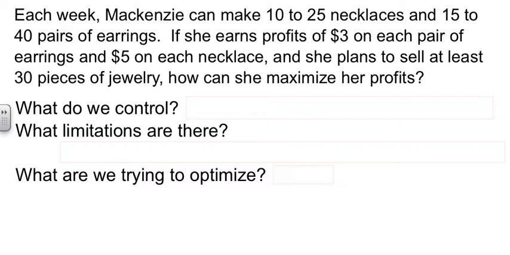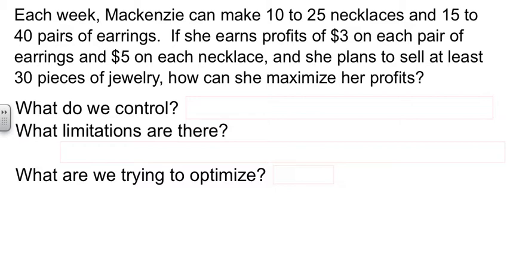So we have our dear friend Mackenzie here, who each week can make anywhere from 10 to 25 necklaces and anywhere from 15 to 40 pairs of earrings. If she earns a profit of $3 for each pair of earrings and $5 for each necklace, and she plans to sell at least 30 pieces, how can she maximize her profit?